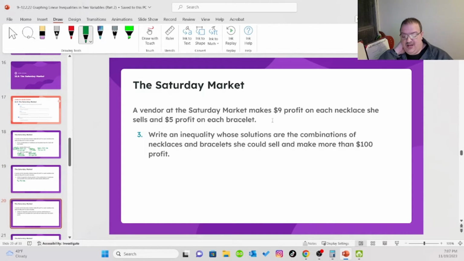Now they want us to write an inequality whose solutions are the combinations of necklaces and bracelets she could sell and make more than $100 profit. Again, necklaces are $9 each, and we don't know how many, plus bracelets are $5 each, and we don't know how many, but now we want to make more than $100. So this would be the inequality that would represent that.